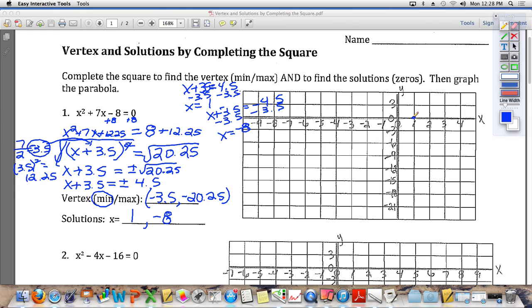So I have an answer at 1. I have another answer way over here at the left at negative 8. But I also need to plot my vertex. The vertex is negative 3.5, negative 20.25. So I go to the left, negative 3.5, and then I go all the way down to negative 20.25, which is going to put me about right here. And then I connect the 3 points with a nice, pretty parabola. Again, arrowheads at the tops, saying the parabola goes on infinitely far in both directions.